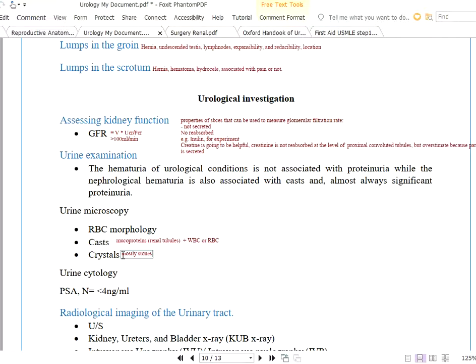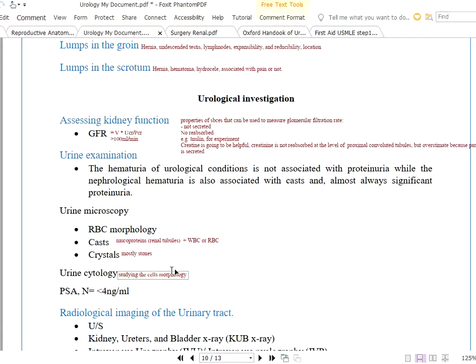Urine cytology is done for the purpose of studying the cells' morphology, because when a patient has a tumor, there is a change in the way the nucleus looks, a change in the cytoplasm, and a change in the nuclear cytoplasmic ratio. All these are what is being studied in urine cytology.